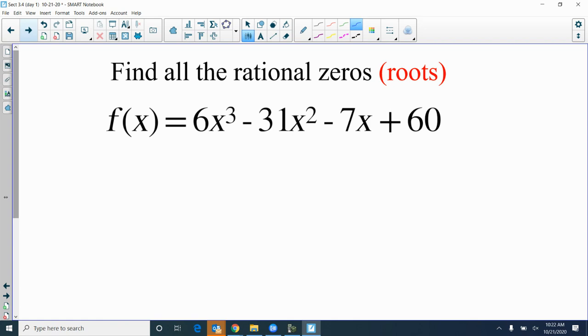All right, so here's what I want everybody to do: pick a number, plug it in. And what are you looking for when you plug it in using synthetic substitution? What's a good thing that'll happen? Remainder 0. Everybody pick one number and try it. See if we can come up with a root. But don't just do one. I don't want you to waste too much time.